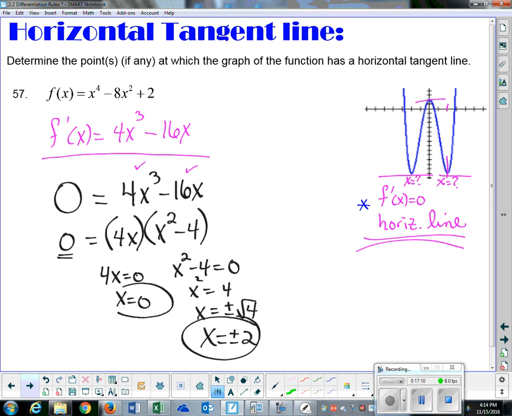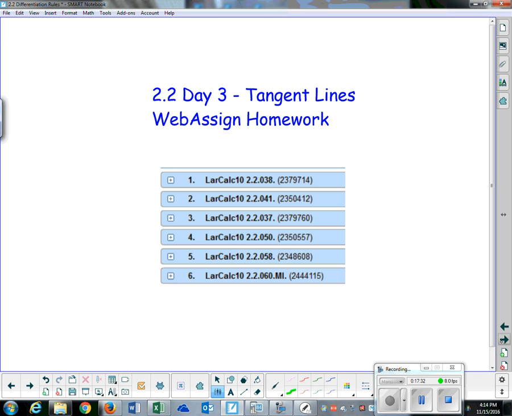I have the 3 spots that I was looking for. And do they correspond with what we thought? Yeah, I'd say so. I'm sorry, this would be x equals negative 2, and this would be x equals 2. And obviously this is right on the y-axis, so x is 0. And that's how we can find horizontal tangent lines. Take the derivative, set it equal to 0.